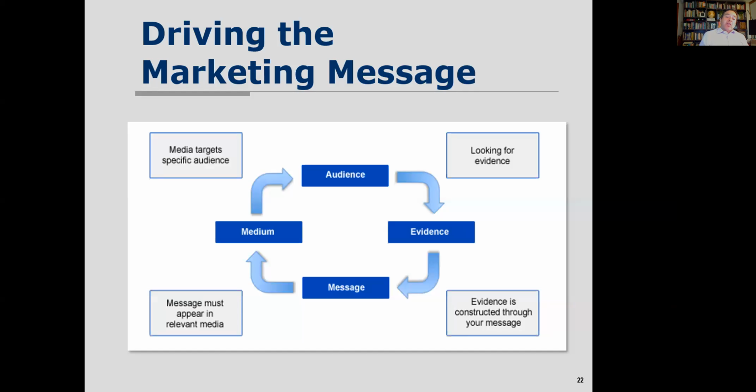So marketing communications is very iterative. It's a very feedback-oriented process. So the media targets the audience. The audience is looking for evidence. Evidence is constructed through your message. You make your message. It has to be in the appropriate media. That media goes to the audience. Audience is looking for evidence again, giving feedback. You modify the message. You might modify the medium. You may go on social networking and find that that's not getting the right customers, or it's not the right environment. So then you say, I'll do a Super Bowl ad on television. That might be better.